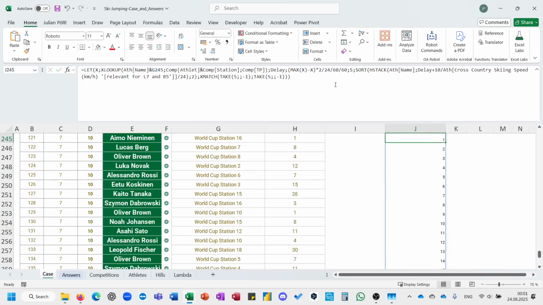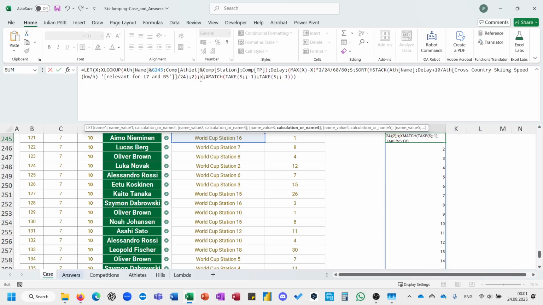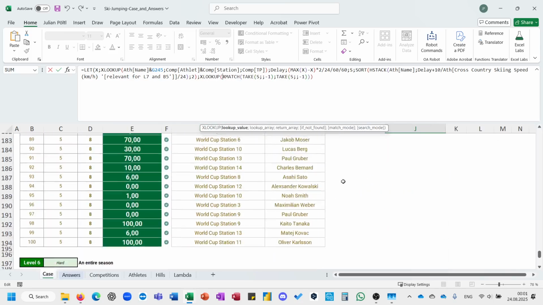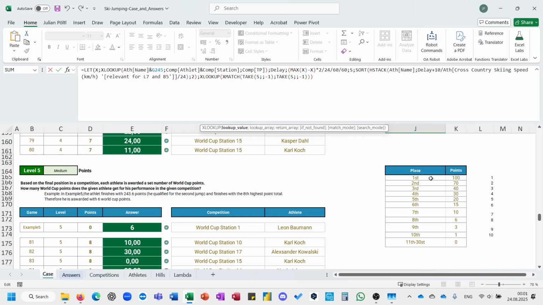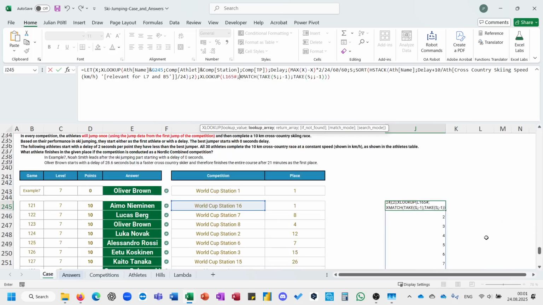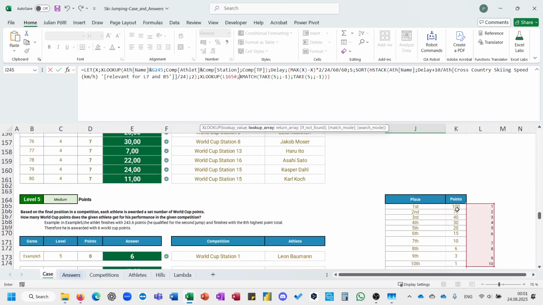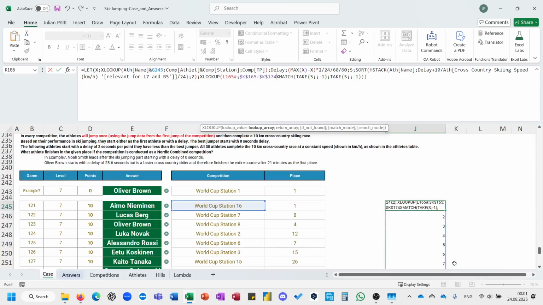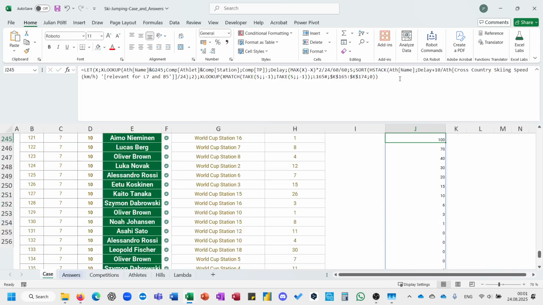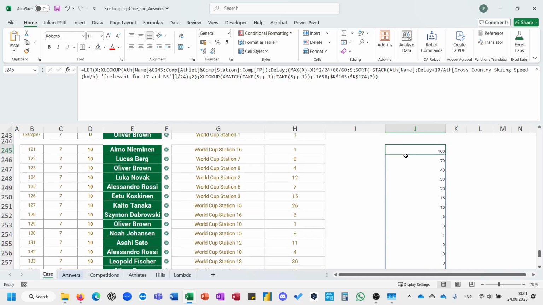And this is then the rank, and based on the rank, the person gets their World Cup points. And if not found, sorry, I need to bring this up front. XMATCH, if not found, then 0. And here we have the points for the coding athlete.